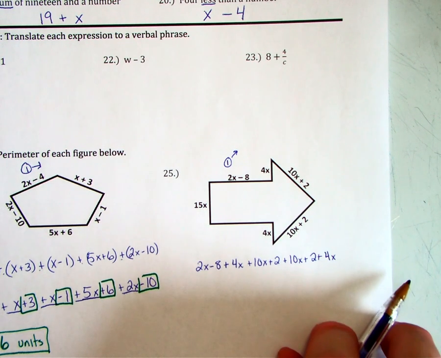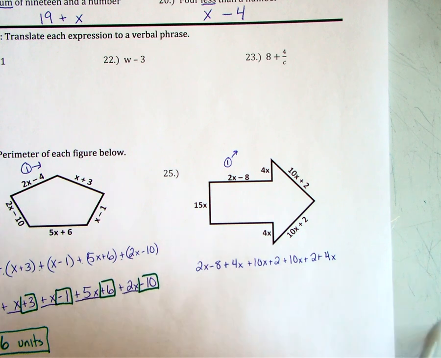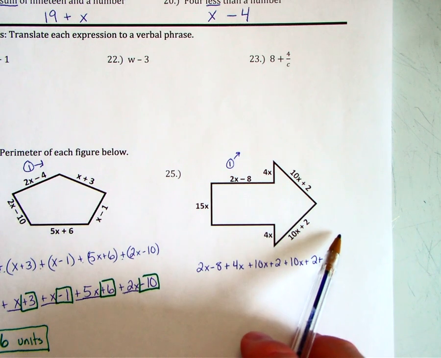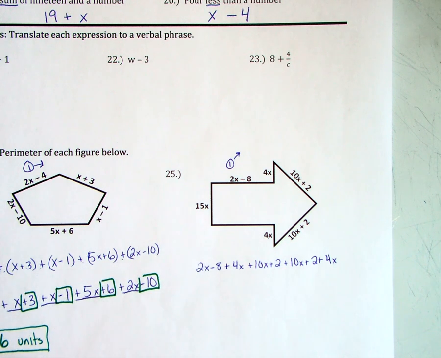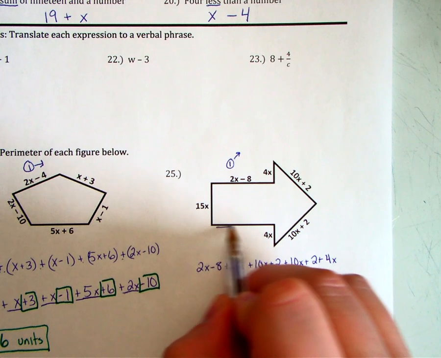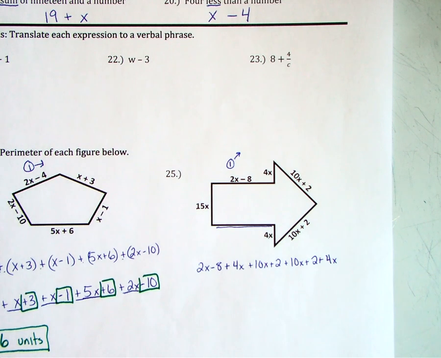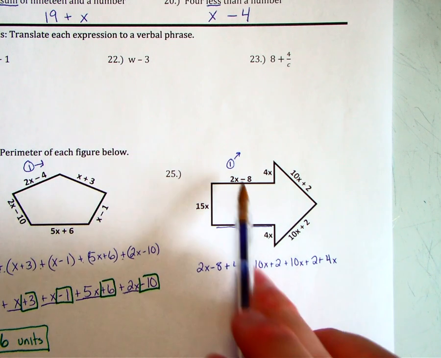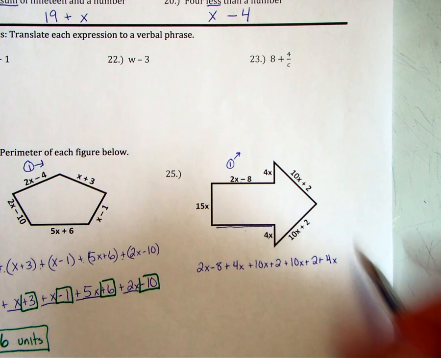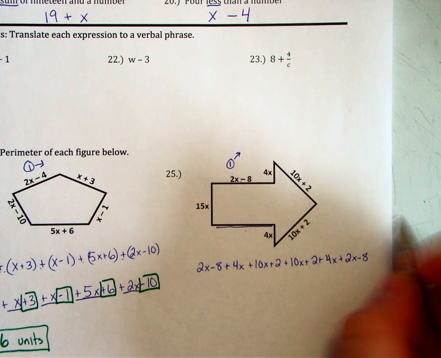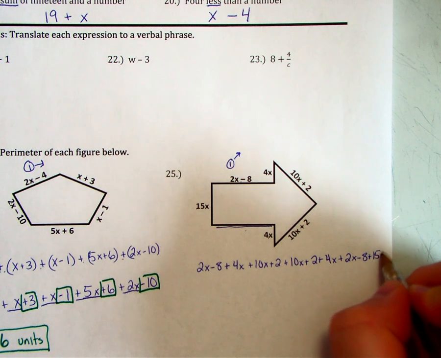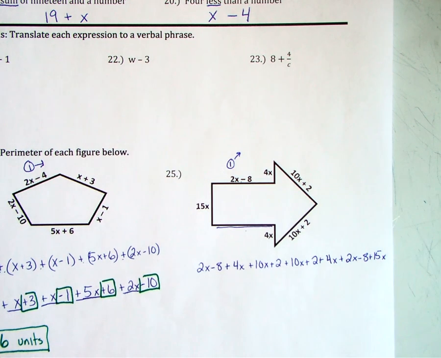And now notice real quickly before I continue, this is where students tend to make the most common mistake. They jump straight from the 4x to the 15x because there's no other numbers on the paper. But we must remember that this side does have a length as well. And it's going to be identical to the portion above it. So we want to include plus 2x minus 8 and then plus 15x.